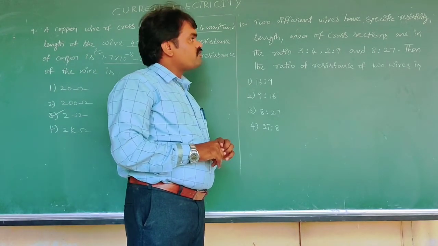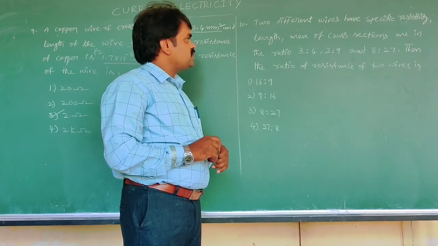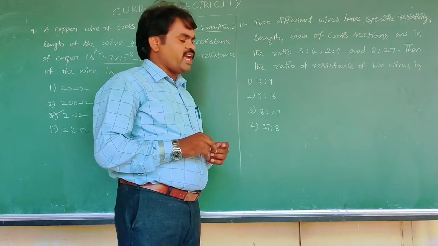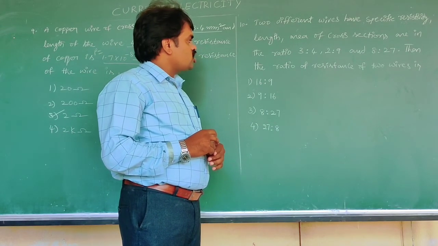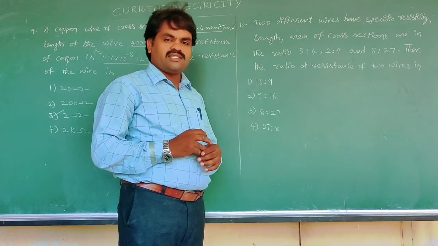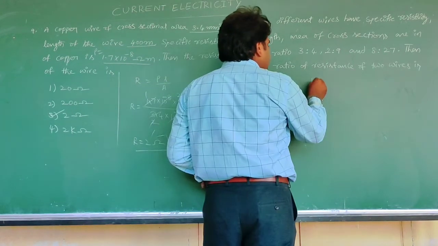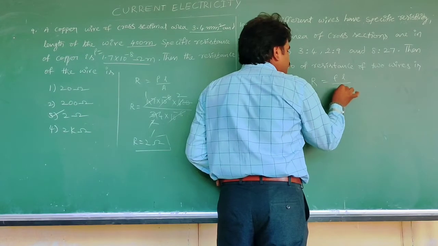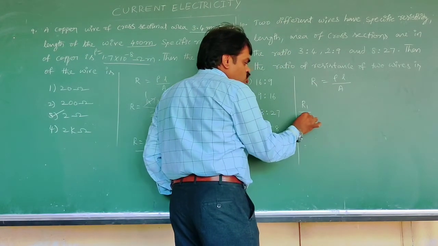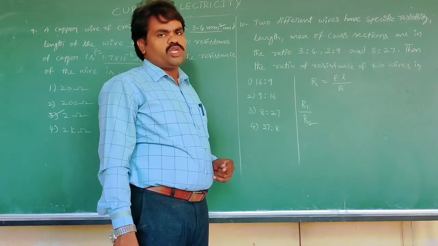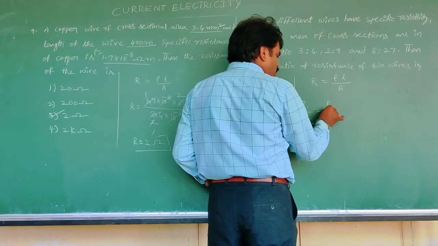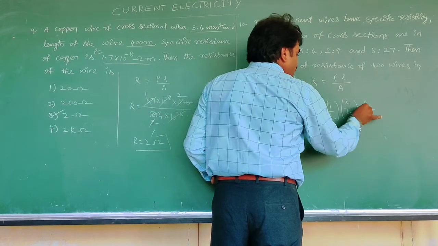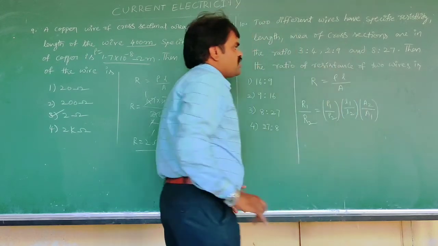Two different wires have specific resistivities, length, area of cross sections in the ratio 3:4, 2:9, 8:27. Then the ratio of resistance of the two wires is? Formula for resistance, R is equal to rho L by A. Then R1 by R2, the ratio of resistance, R1 by R2 is equal to rho 1 by rho 2, L1 by L2, A2 by A1. The given area of cross sections ratios.